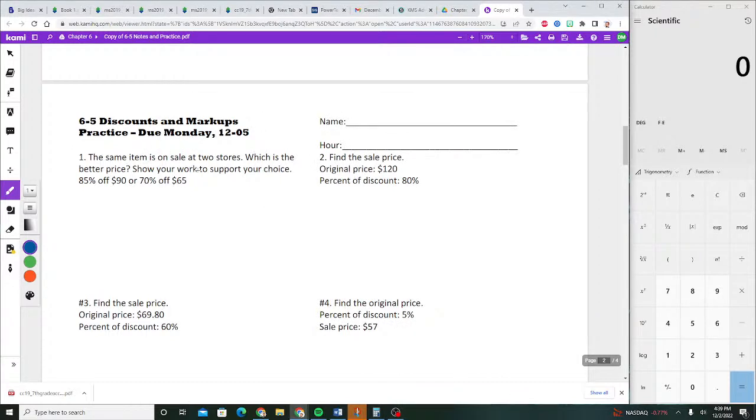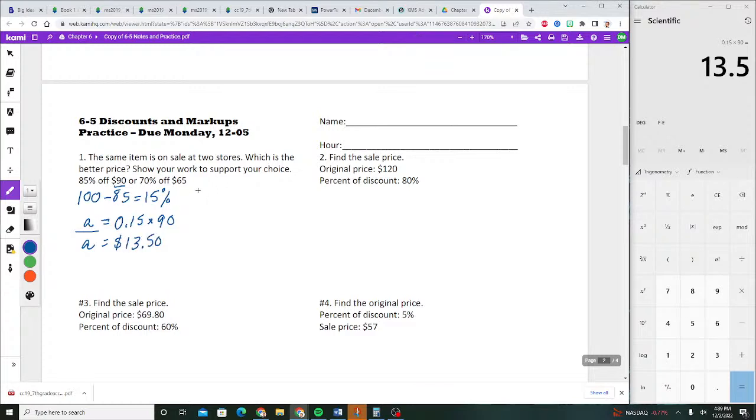The same item is on sale at two stores, which is the better price? So the first one, we've got 100 minus 85 gives us 15. And then we're going to take 15% of 90. So 15% of 90 equals, you know what? I'm going to do this the way that I want to, which is 0.15 times 90. So 0.15 times 90 is $13.50.